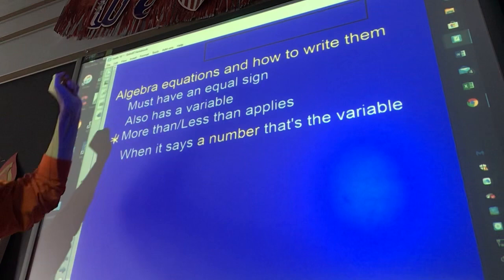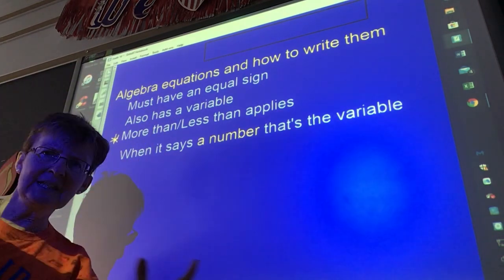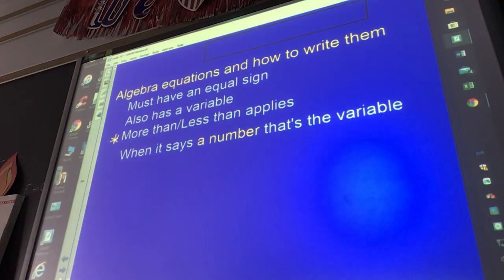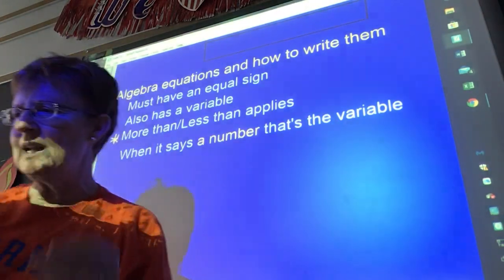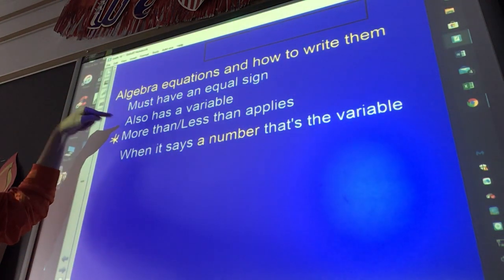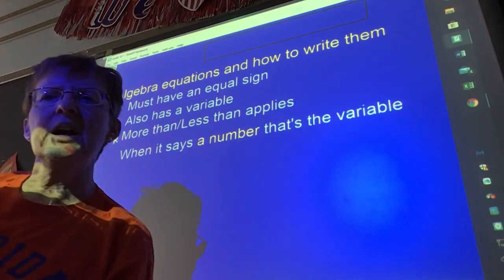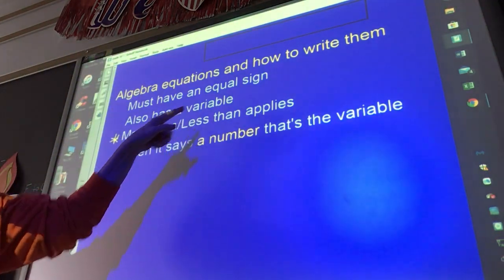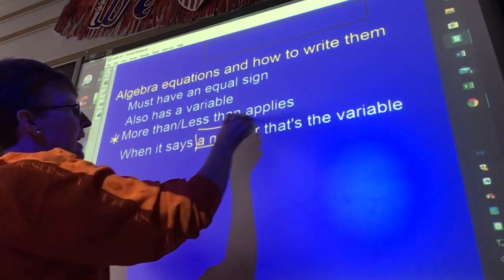But when we're working with an equation, we have an equal sign. So somewhere in the written statement, because you're going to have statements again, just like yesterday, you're going to see the word equal. And when you see the word equal, that means they want you to write an equal sign. There's also going to be a variable, and where you're going to need to put a variable, it's going to say a number. So when you see a number, that's where the variable should be.